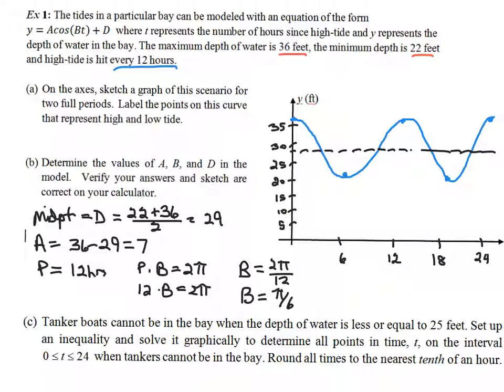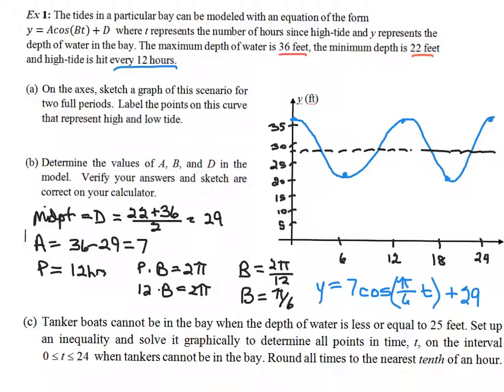So let's go ahead and put all of this information together to create our equation. So we will say y is equal to the A, which in this case amplitude is 7, multiplied by the cosine of B, which in this case we've calculated B to be pi over 6, times t, because I'm multiplying by my time. I'm going to put that quantity in parentheses, and then add on the D value that we calculated, which is 29. We could test this in our calculator and make sure that we get a graph.